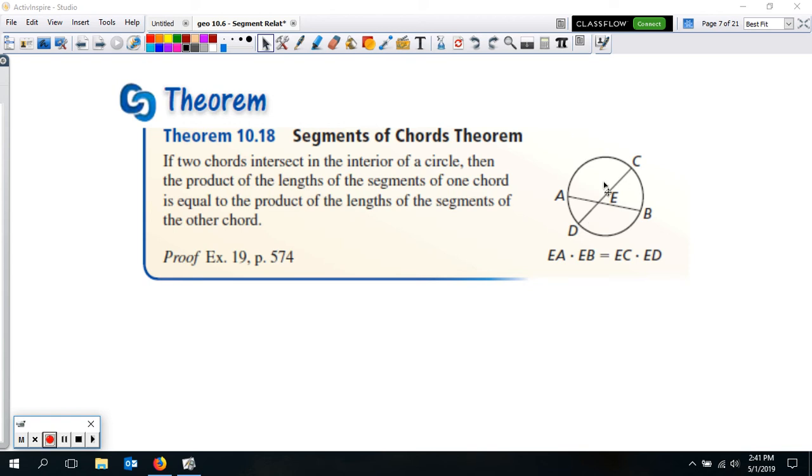So if we know everything there, then we can just multiply, and they will be equal to each other. Really, we're going to see that's how we can set up some equations, because we're probably going to have to find the value of x somewhere, and so we're going to be setting up equations. We'll see this is what is equal to each other in these segment relationships for those chords.